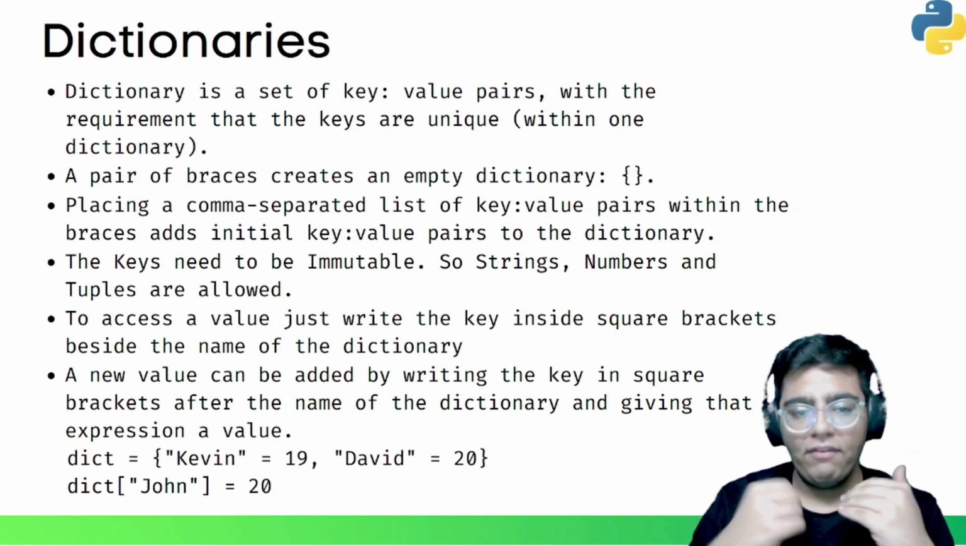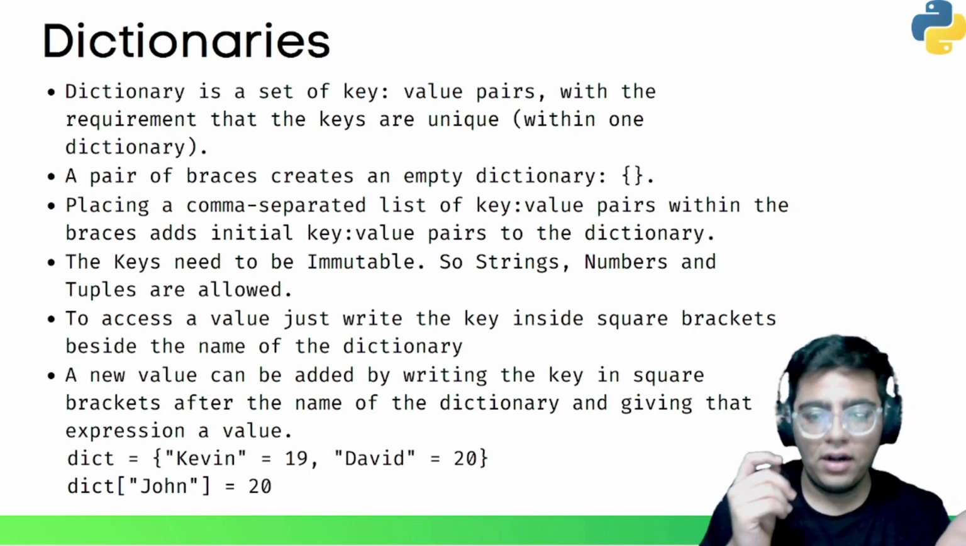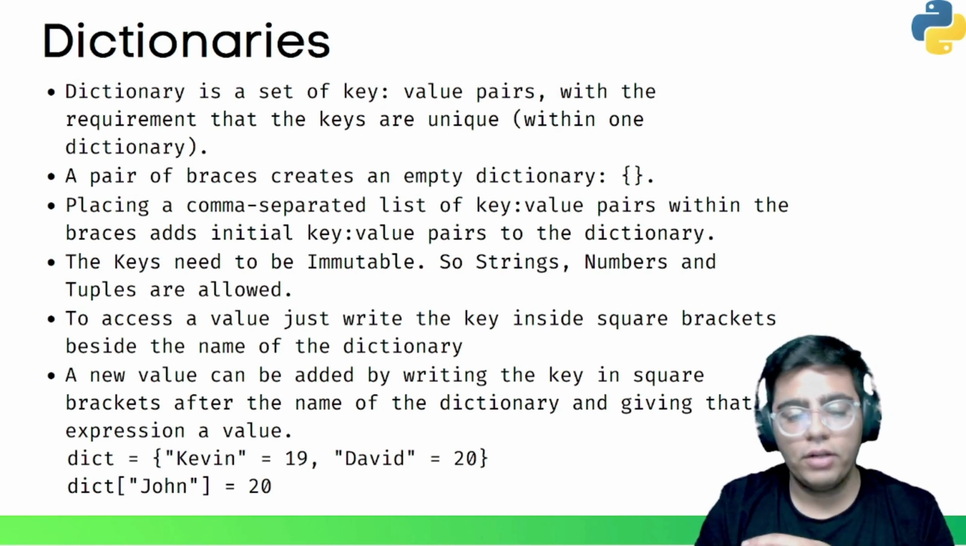Now, for the dictionary, there's a special condition that the keys need to be immutable. So the name Kevin has to be immutable. Strings, numbers, and tuples are allowed. However, lists cannot be used as keys, because they are mutable.